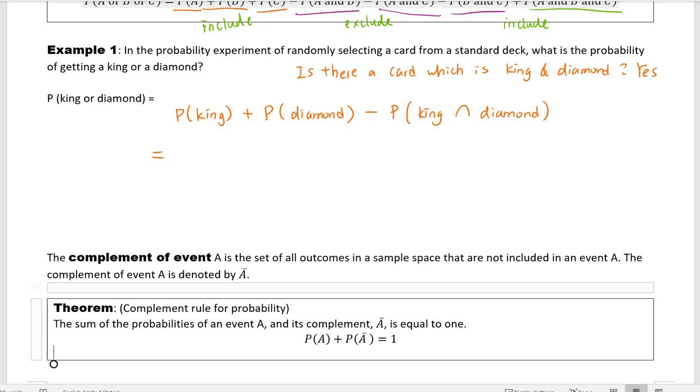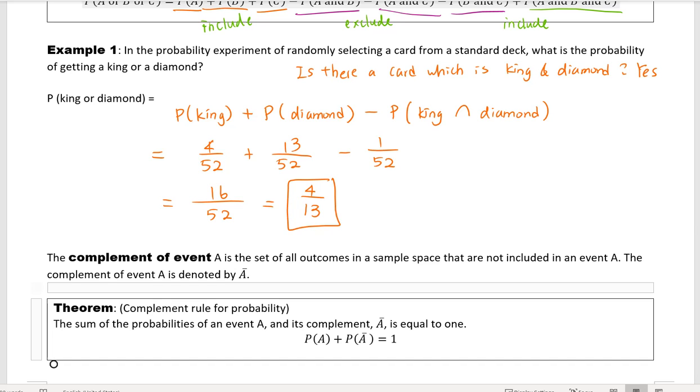How many cards are kings? So 4 kings, right? And in 52 cards. How many diamonds? 13. And there's 1 king that is also a diamond, the king of diamonds. Okay, let's see. 4 plus 13 is 17, minus 1 is 16. Okay, and the common factor is 4. 16 divided by 4 is 4. 52 divided by 4 is 13. So this is the probability of king or diamond.